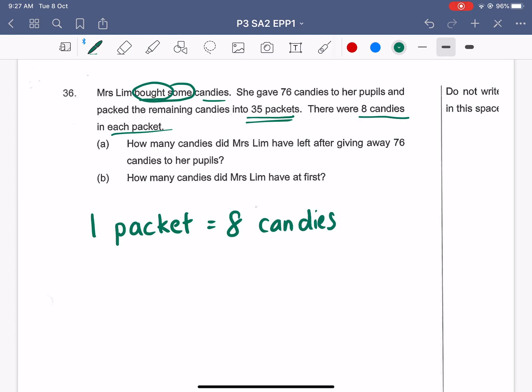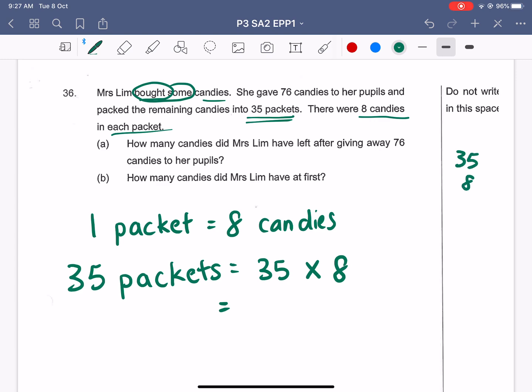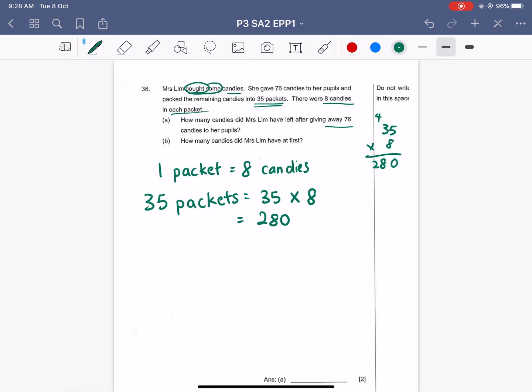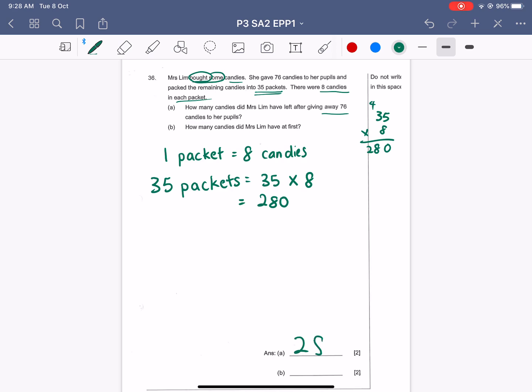The problem now is the person didn't buy just one packet. The person packed into 35 packets. That's a lot of candies. So let's find out in 35 packets how many candies are there in total. 35 times 8, and I know that now there's 280. So this is also what she has left after giving away 76. She packed it into 35 packets. One packet is 8. 35 packets will be more than 8, right? It will be 35 times 8. So this is for part A.